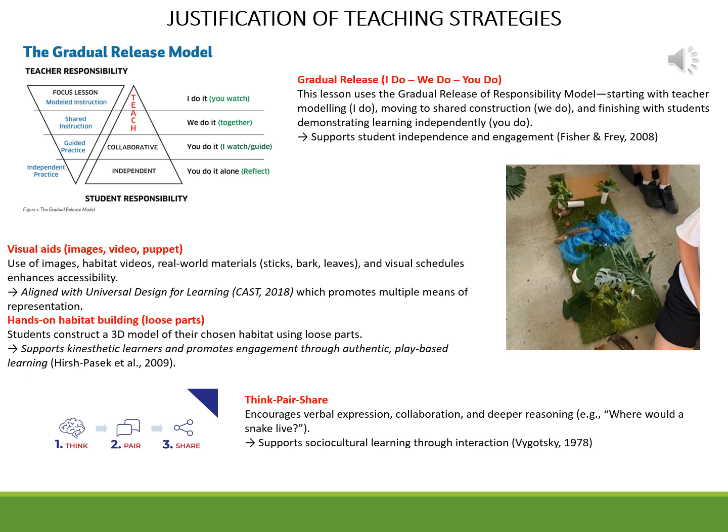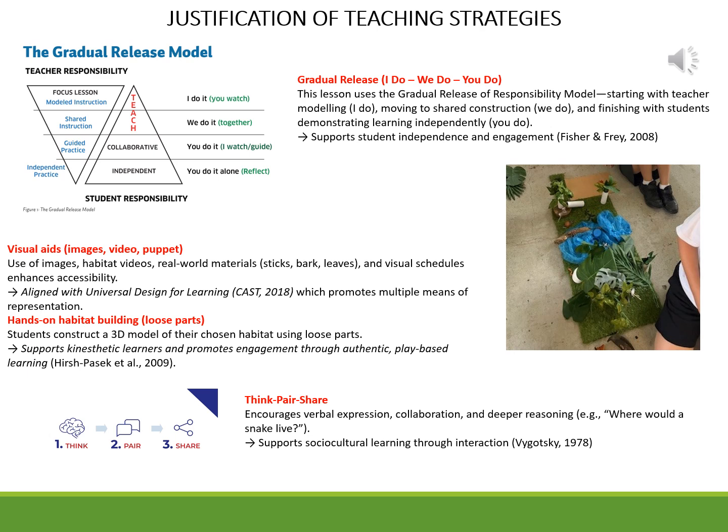I used visuals like puppet animal habitat pictures and a short video. These help make the topic easier to understand and are good for students who benefit from visual learning. This approach connects to universal design for learning, which I learned about in the unit. Students also created a 3D model using sticks, leaves, and other natural items. This hands-on task gave students the chance to learn through play and movement, which is great for engagement and supports different learning styles.